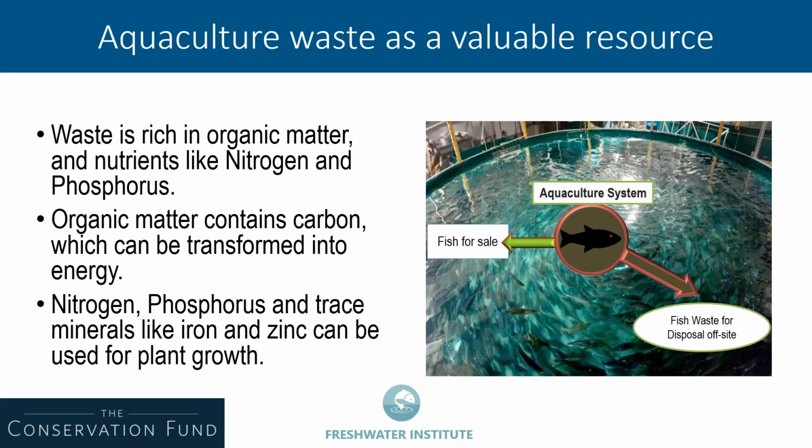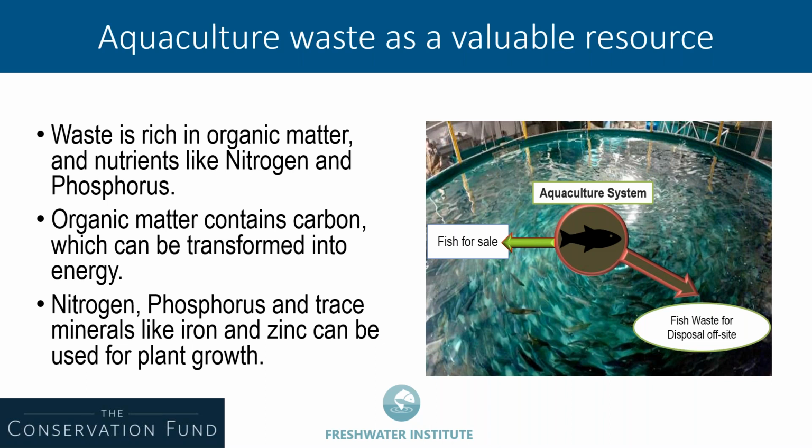In many of the newly designed fish production facilities, like partial reuse systems and recirculating aquaculture systems or RAS, the water is being reused, but the waste or the sludge isn't. And this waste is a valuable resource due to its high organic matter content, nitrogen and phosphorus content, along with other trace minerals like iron, zinc, etc.